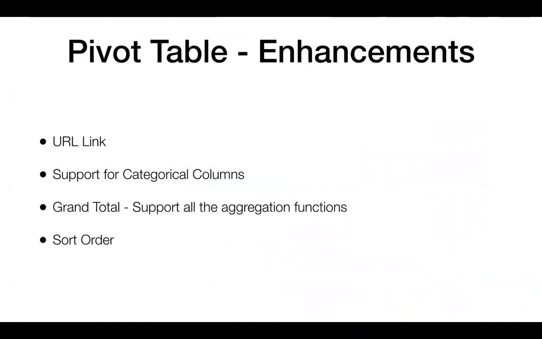And the pivot table enhancements. It turned out there are a lot of people using pivot table, so we get a lot of enhancement requests, and we keep making it better. So this time with 5.1, we added a URL link, and also we added categorical columns to be able to be used for the value. So sometimes you might want to just count the number of the categorical columns, or you might want to use the last value or the first value or something like that. So we added that as well.